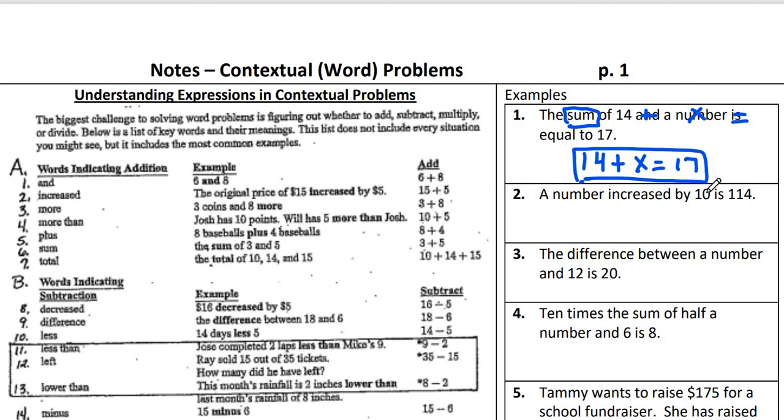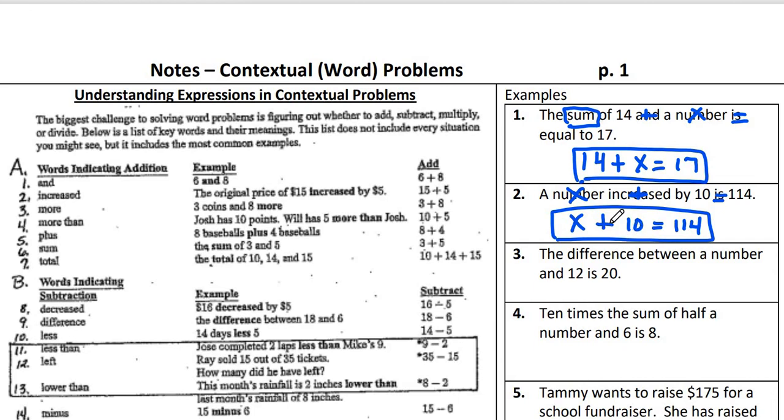Now look at number 2. You've got a number increase. Increase means to add. So we're going to have x for the number. X plus, which is talking about a number increased by 10, is 114. So we're going to put x plus 10 equals 114. And this is how you would write it out as an equation.